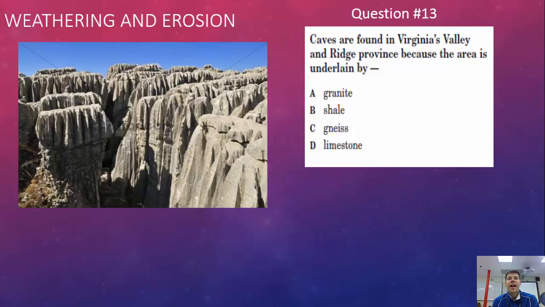Caves are found in Virginia's Valley and Ridge Province because the area is underlain by, what was that rock that's always being dissolved under the ground, which develops caves and caverns and sinkholes, and it's called karst topography? The answer is limestone. Limestone is the rock that's being dissolved away, and it's being chemically eroded by the slightly more acidic water.